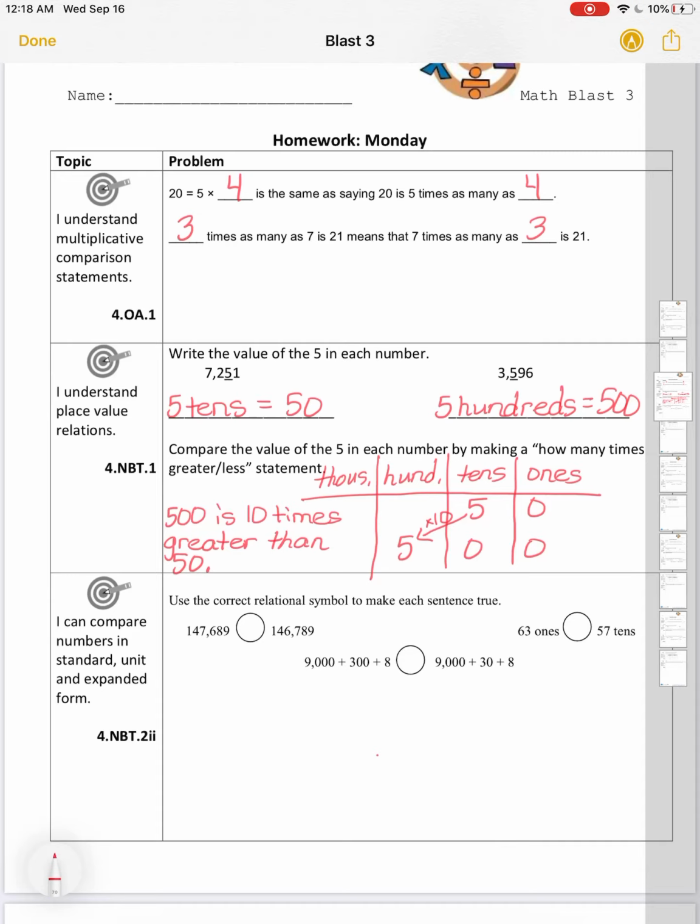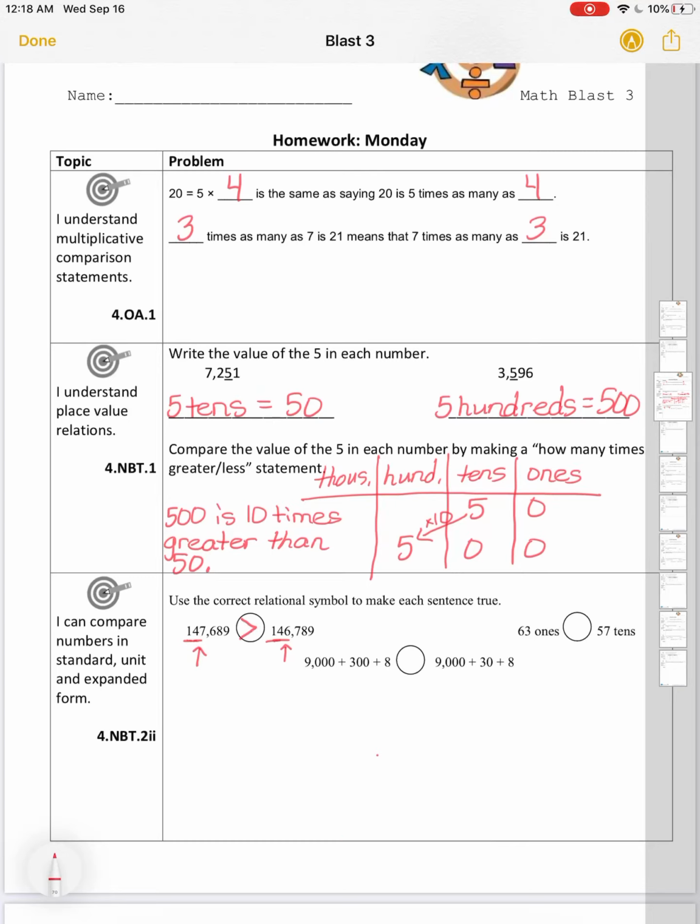I can compare numbers in standard, unit, and expanded form. Use the correct relational symbol to make each sentence true. I see two numbers that are written in standard form, each digit in its own place value. I'm going to compare like units, starting with my greatest place value. So here I have 100,000 compared to 100,000. 4 10,000s compared to 4 10,000s. 7 thousands compared to 6 thousands. It is in that thousands place there that I'm able to make the comparison. I know that 7 thousands is greater than 6 thousands.